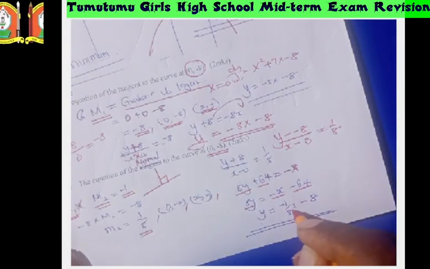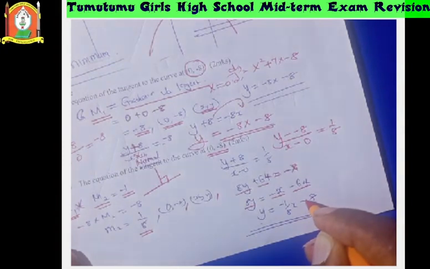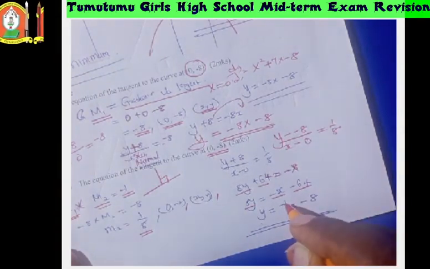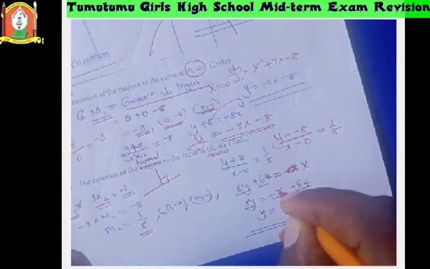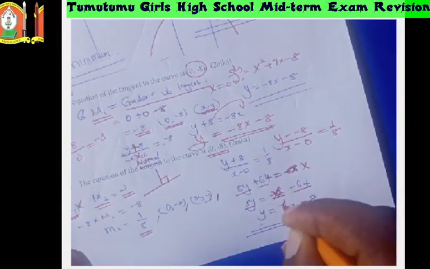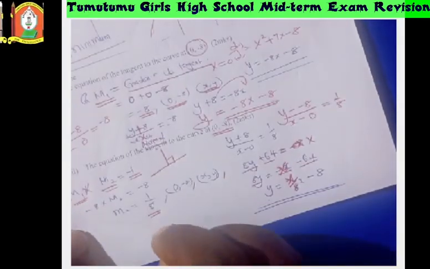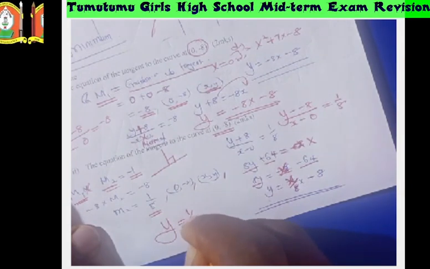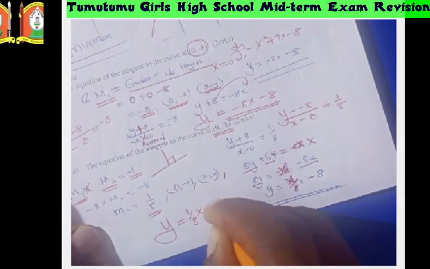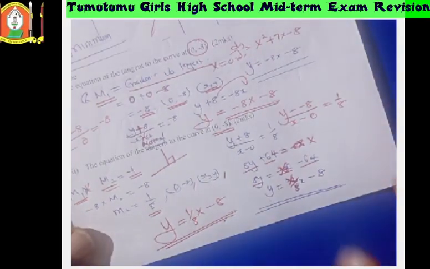Dividing by 8, y is equal to 1 over 8 x minus 8. There's no negative in this case. So the equation of the normal is y equals 1 over 8 x minus 8, and that is the equation of the normal.